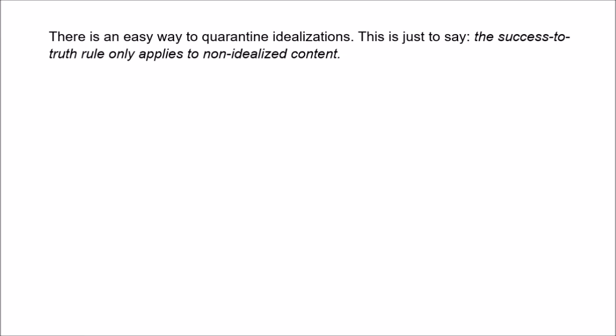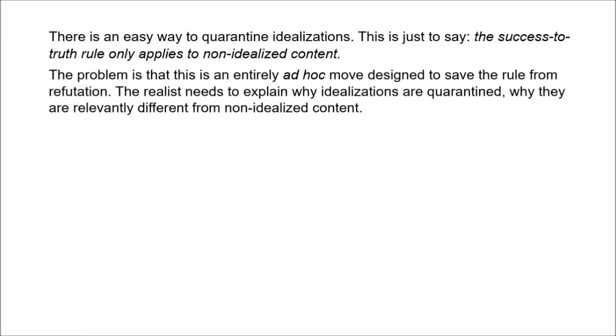Now, there is an easy way to quarantine idealizations, and this is just to state, okay, the success to truth rule applies only to the non-idealized claims. Why can't we just say that? Well, the obvious problem with simply asserting this without further argument is that it's an entirely ad hoc move designed to save the rule from a potential refutation.